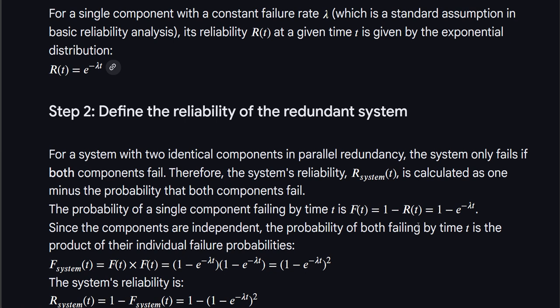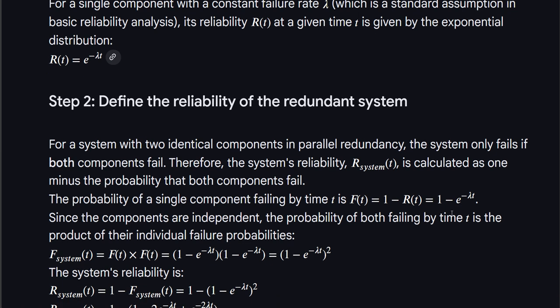Okay, so the failure probability of each component is just 1 minus e raised to the power minus lambda t, right? 1 minus the reliability. Now if you have two redundant paths, then to find the reliability, you have to find the probability that both of the components will fail, and then take 1 minus that probability. So when you find 1 minus both components failing, that's the reliability that the system will not fail, right? This is just a concept in probability.